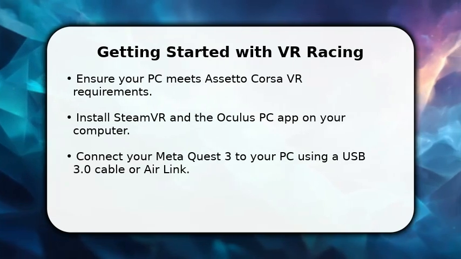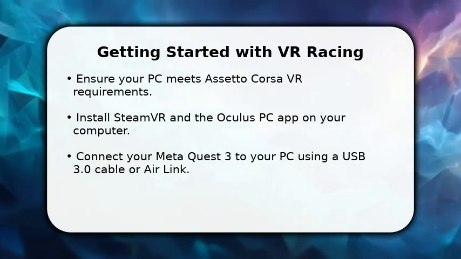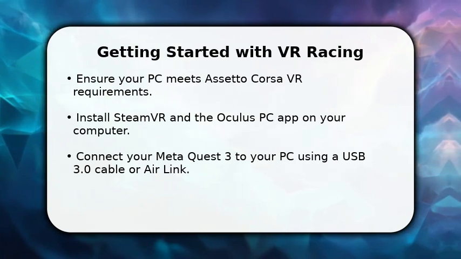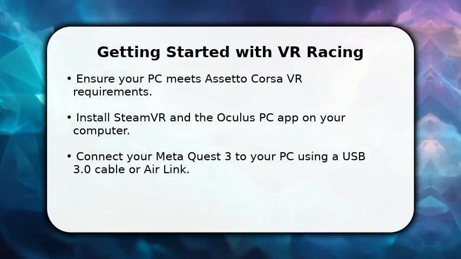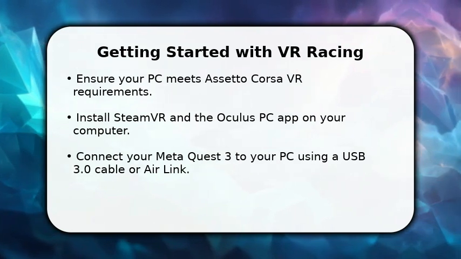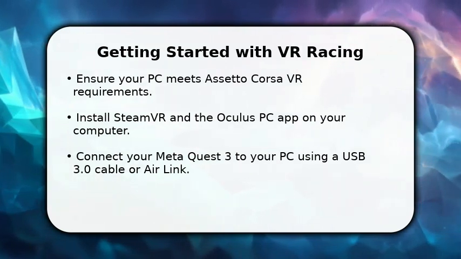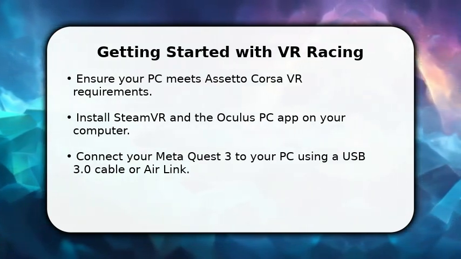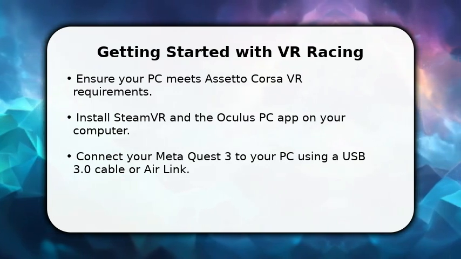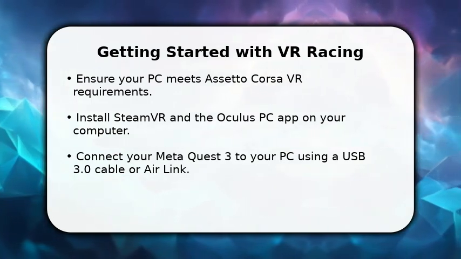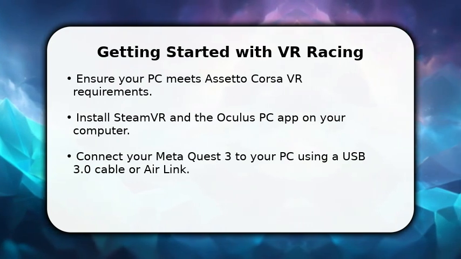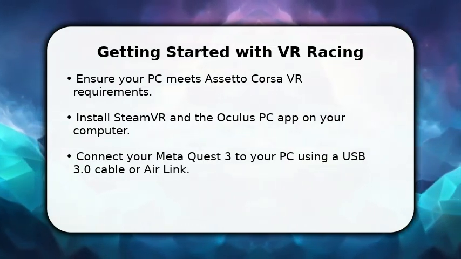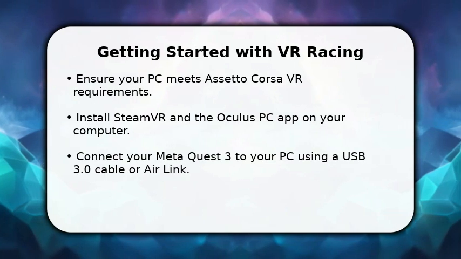In this video, I will explain how to play Assetto Corsa in VR with Meta Quest 3. First, confirm your computer meets the game's virtual reality specifications for a smooth experience. Next, install both Steam VR and the Oculus PC application on your system. Finally, establish a connection between your Meta Quest 3 headset and your PC. You can use a high-quality USB 3.0 cable for a wired link, or opt for AirLink for a wireless setup.